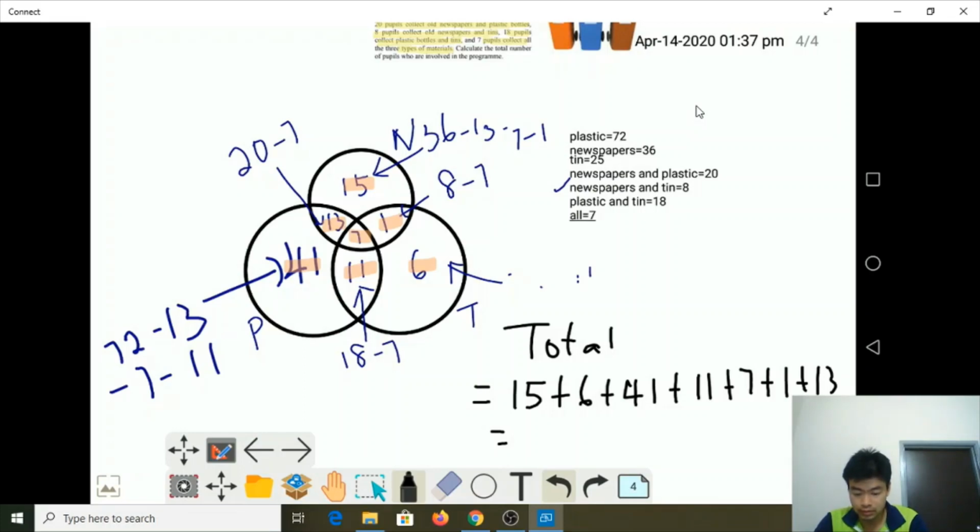Okay, press the calculator. 15 plus 6 plus 41 plus, the number is 94. So in conclusion, there is a total of 94 pupils who participate in the recycling program.